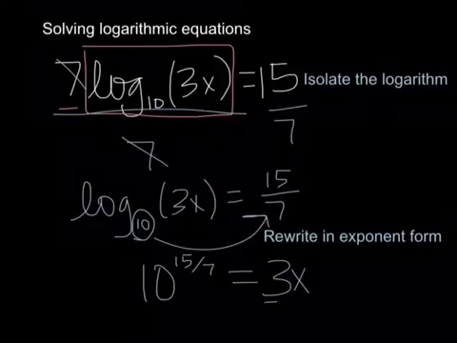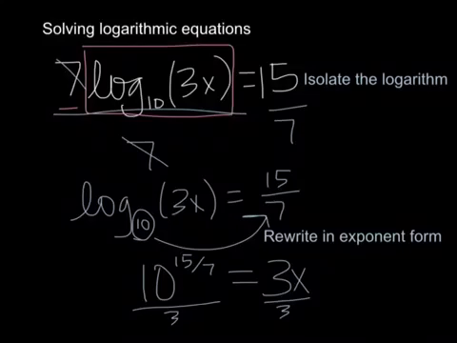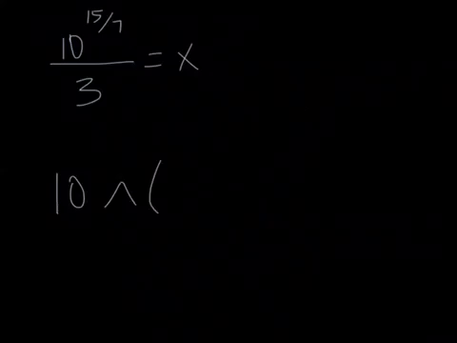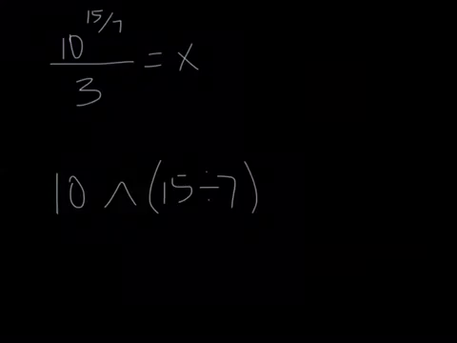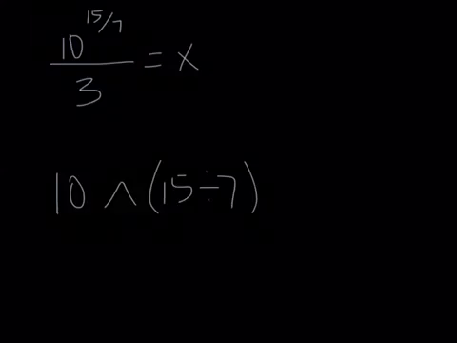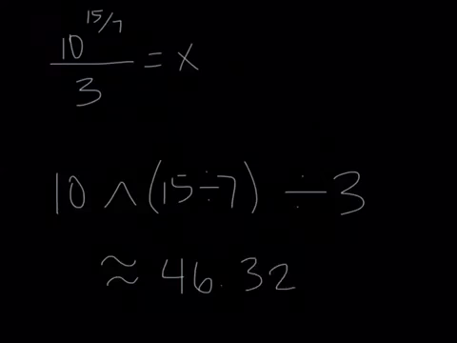Now we need to divide by 3, and 10 to the 15/7 divided by 3 can all be typed in your calculator. You want to make sure you do that correctly though. To do that, type 10, and then there should be a little up button. You need to do parentheses 15 divided by 7. Make sure you close the parentheses or it'll calculate your exponent wrong. 15/7 is your exponent, so keep that in parentheses. And then that whole thing will be divided by 3. That should give you approximately 46.32.